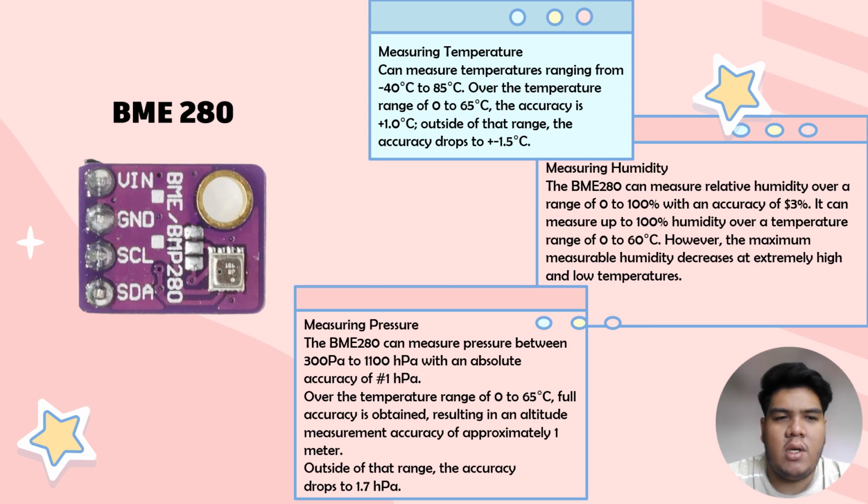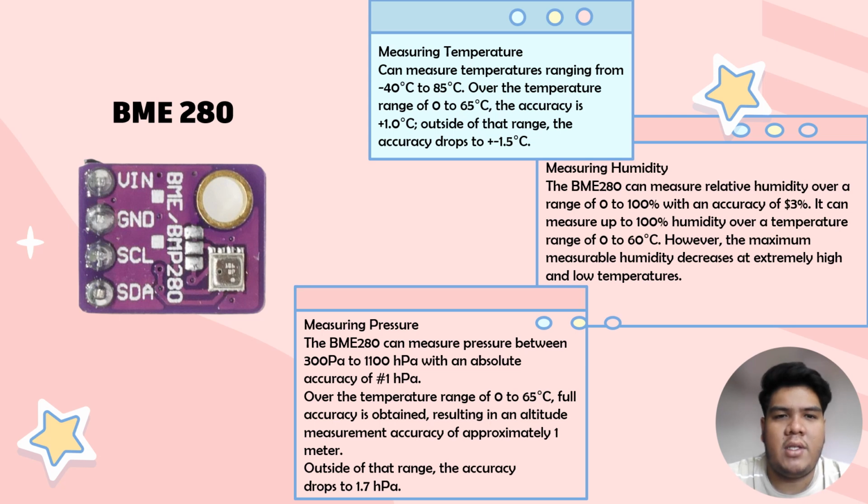So this is our second main hardware. As we can see, we use BME280. The function of the BME is measuring temperature, humidity, and also pressure. But for our project, we only use temperature and humidity.